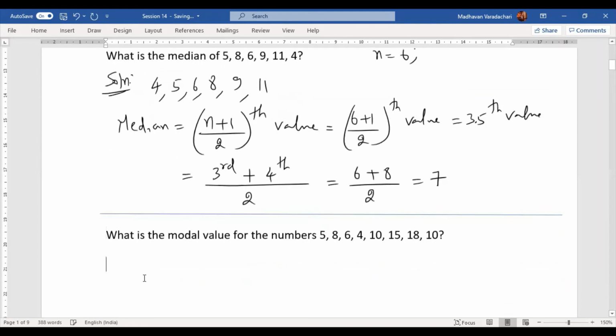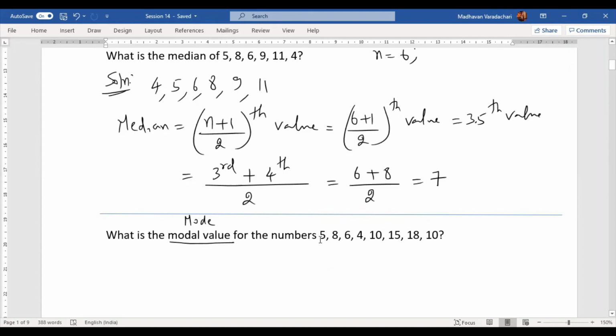Next question is, what is the modal value for the numbers 5, 8, 6, 4, 10, 15, 18, 10? First of all, if I have to find the modal value, it is mode they are asking. They are asking us to find mode. The definition of mode is that observation which occurs the maximum number of times. Since there are only 8 observations, visually you can identify what is the observation which is occurring the maximum number of times.